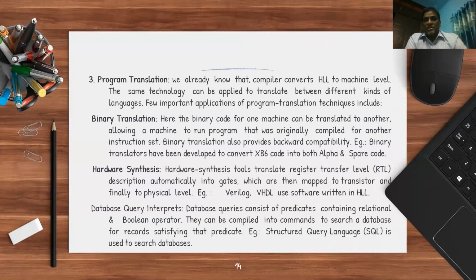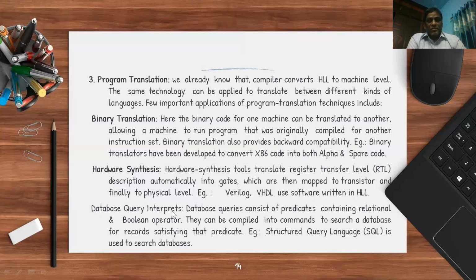Okay, there is no need to write the program again. There is no need to compile it again. It is just conversion of binary codes to binary codes. So this is possible with binary translation, where compiler technology is again used. And hardware synthesis is generally used for designing hardware circuits, which are written as RTL scripts. Converting these RTL scripts into gates, which are then mapped to transistors and finally to the physical level, also requires a certain kind of compiler. So this is also one application of compiler technology, as we write the instructions in RTL language, where these RTL instructions are converted into gates and finally into a physical circuit. The example languages are VHDL and Verilog, which are well known to EEE and ECE students.